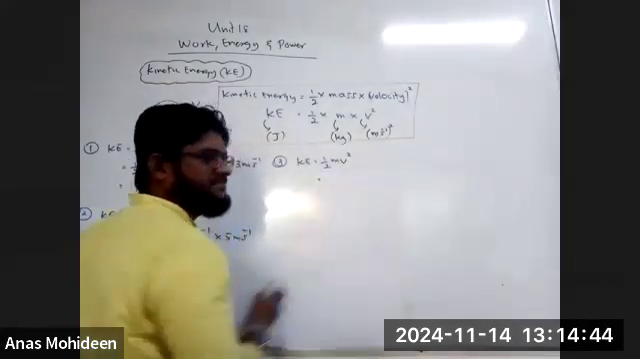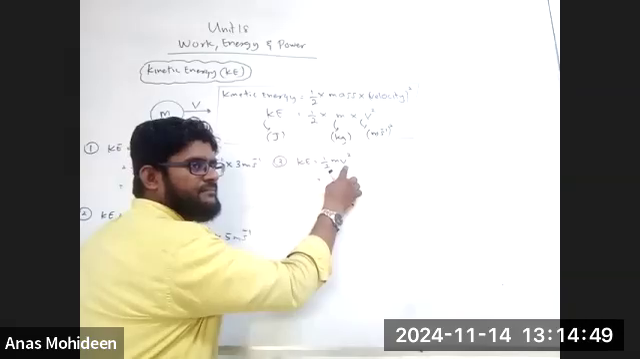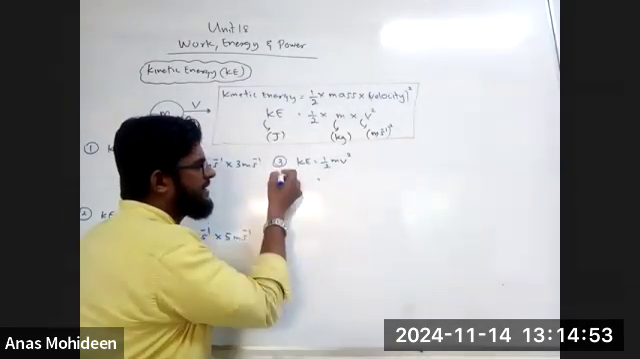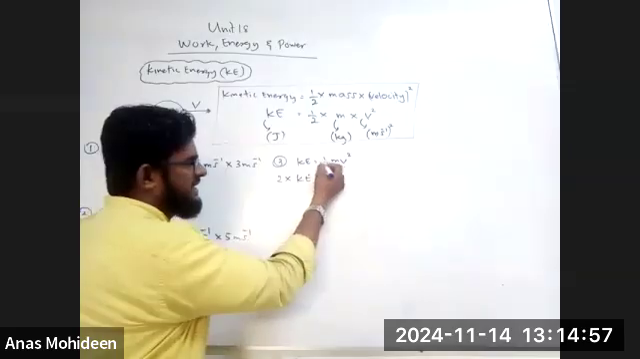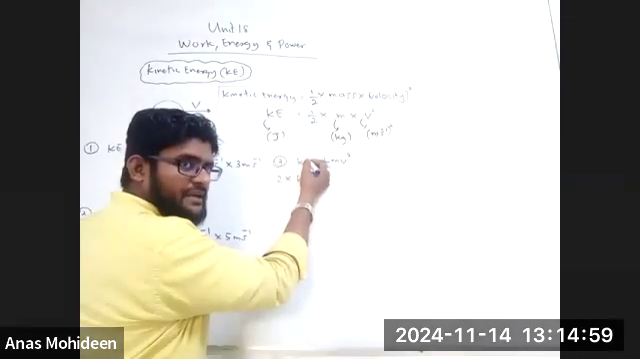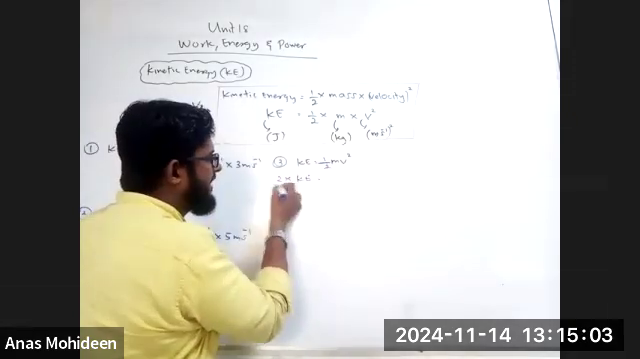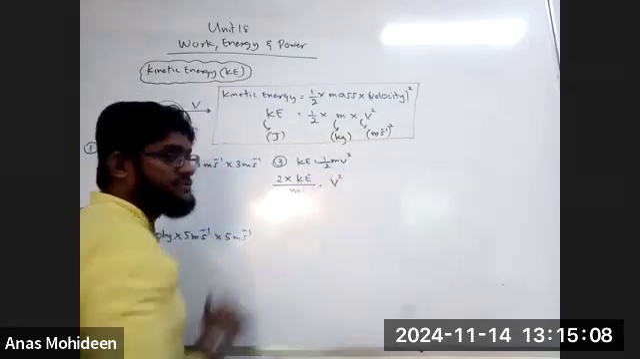Half into v squared, right? So you want to find out v. So 2 and m you have to send here. When you take half it becomes 2 into KE, correct? Division by 2 becomes multiplication. And this is multiplication by m, I'm taking it here as division. So this is equal to v squared.